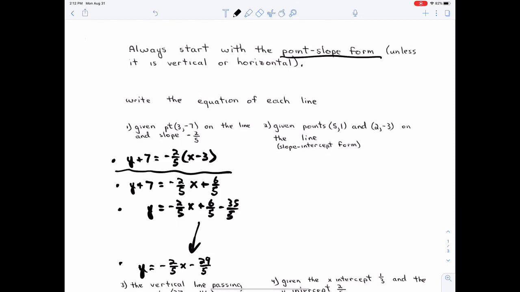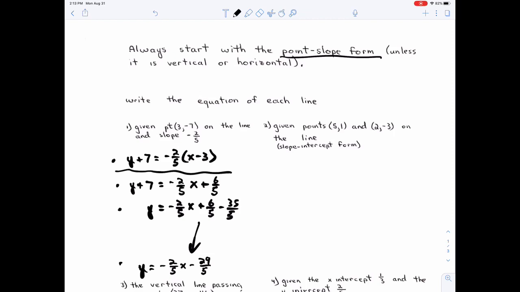Whereas if you do it by going directly to the slope-intercept form, you never have the answer until the 6th step. So if you did anything wrong prior to that, you're wrong. You're just completely wrong. Okay? So let's take a look at another problem.